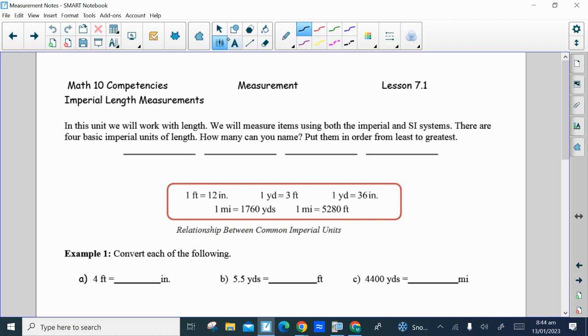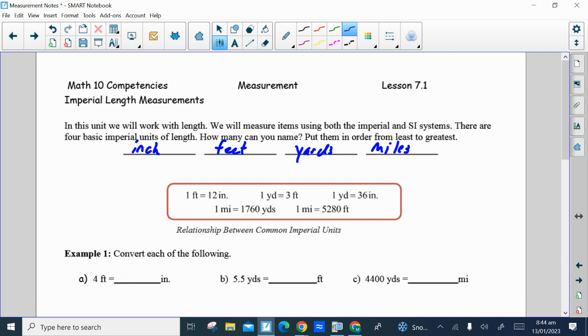Well, the smallest one that we use in the imperial system is the inch. And then we have feet, we have yards, and we have miles. So those are the 4 units that we use with length in this system. And below you can see how they're all connected.